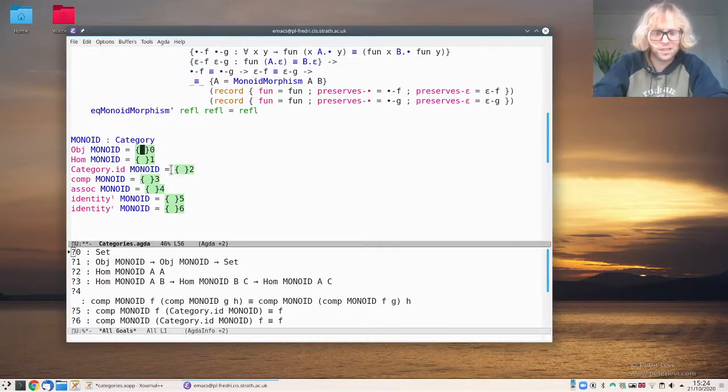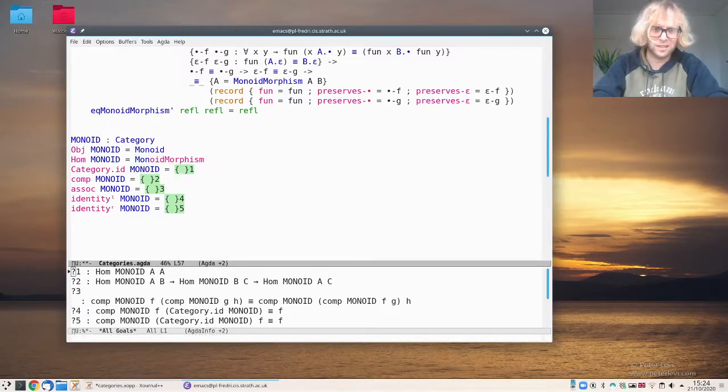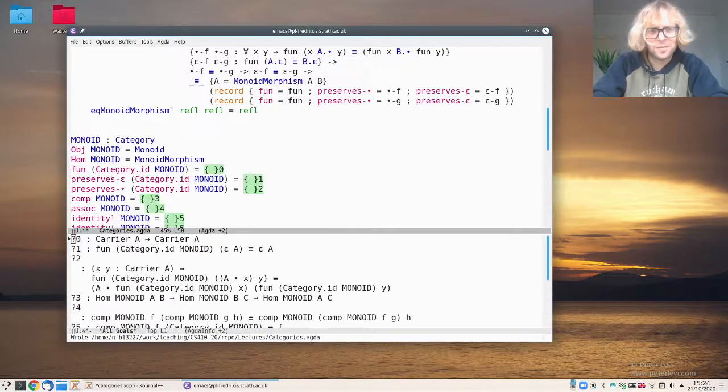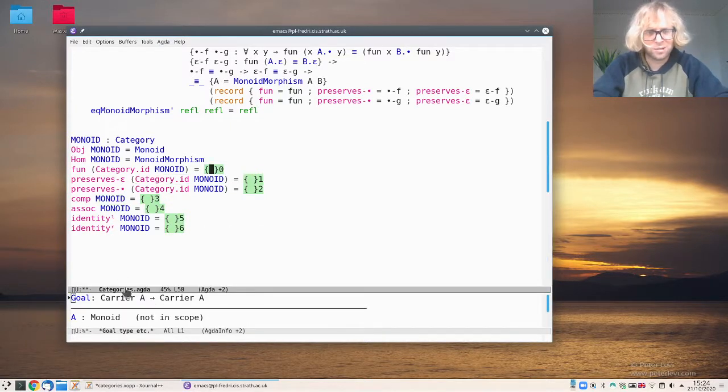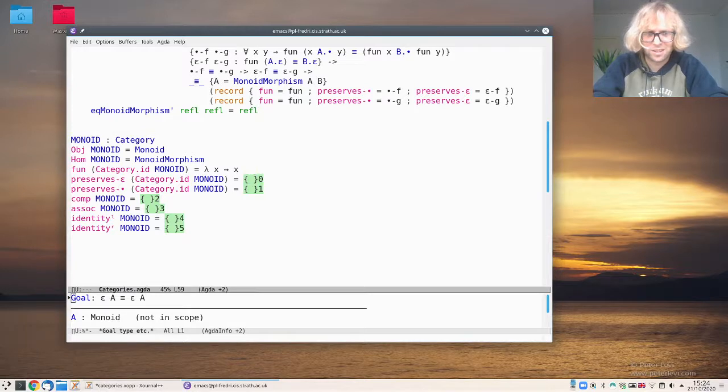Okay, so I want my objects to be all monoids, and I want my homomorphisms to be all monoid morphisms, right? Because these are the structure preserving ones. And then here I have to give an identity monoid morphism. So if I split on the result again, I see that I have to give an underlying function, and then I have to prove that it preserves the unit and multiplication. Okay, so my underlying function should be a function from the carrier of A to the carrier of A. Well, I'm going to use the identity function for that. And then it's going to be really easy to show that this preserves the structure, because it doesn't do anything to it. So this is true by refl.